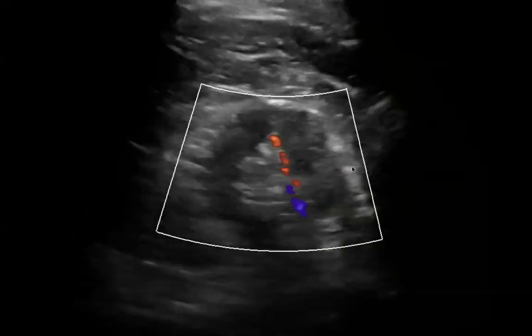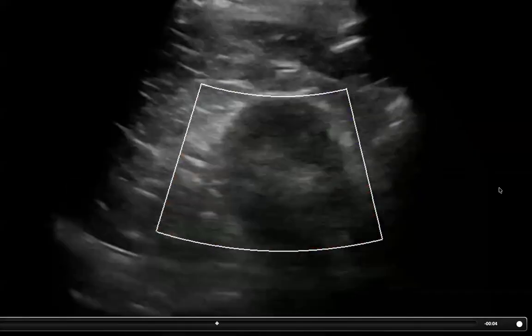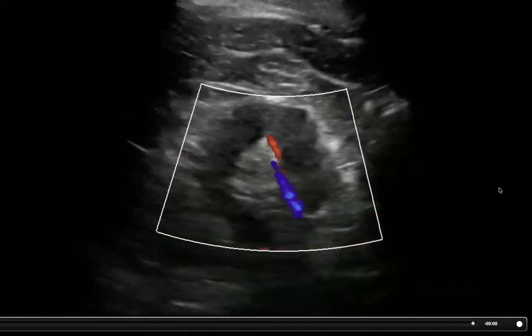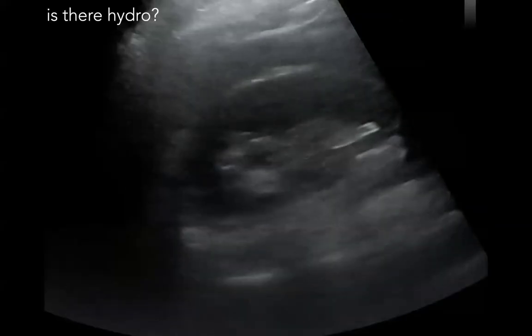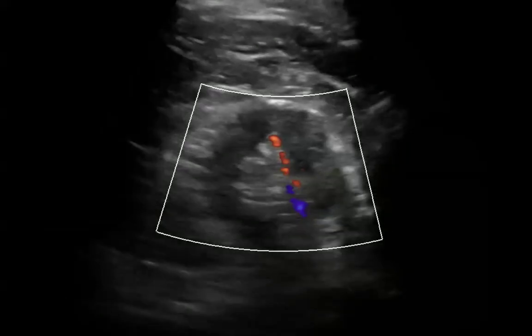And again, along with this normal protocol of looking at the kidney, first in its long axis, doing a clip of the kidney in the long axis, and then a clip of the kidney in the short axis. And then lastly, using color Doppler to take a look and make sure that there's no hydronephrosis, and taking a look at the color flow.